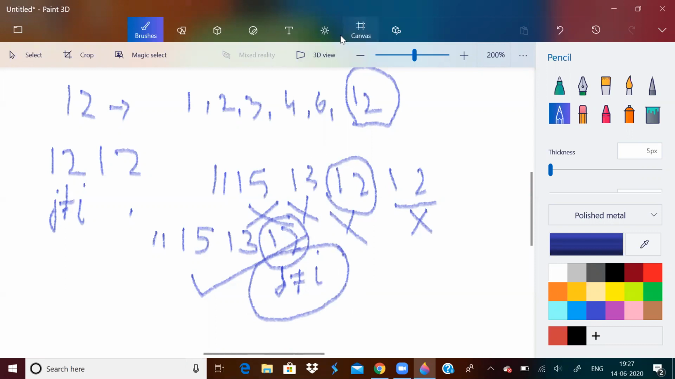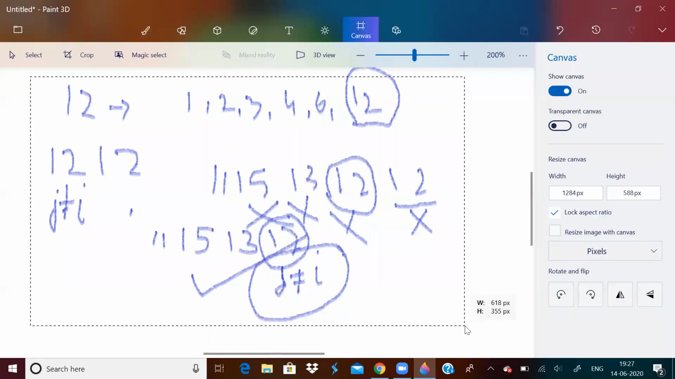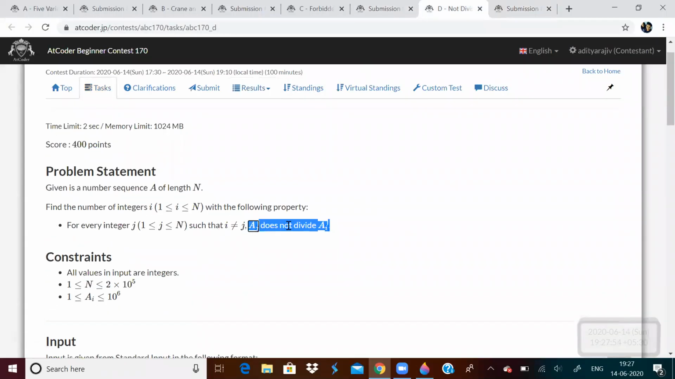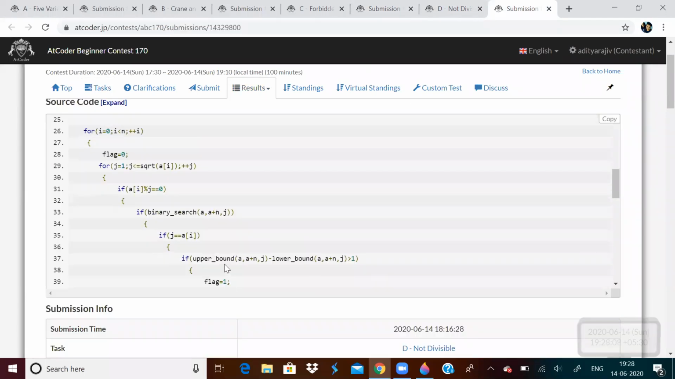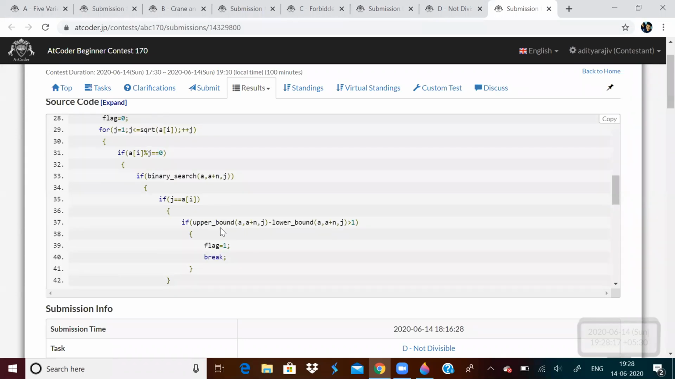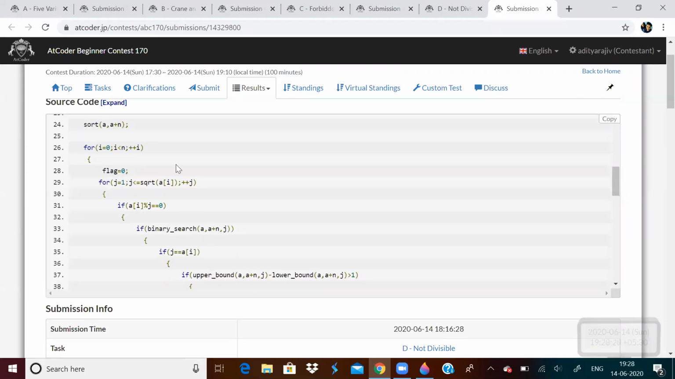It is a little messy over here, I'm sorry for that. But I hope you understood what I want to say. You have to just keep in mind the two conditions: A of j does not divide A of I, which means A of I mod A of j is not equal to 0, and j not equal to I. So be careful with this. It's simply just factorization using binary search inbuilt function to find out whether that factor is present in the array. And if it is present, if the factor is the number itself and the occurrence of that number is greater than 1, then okay.